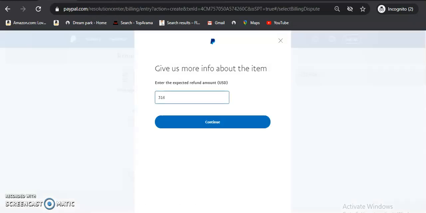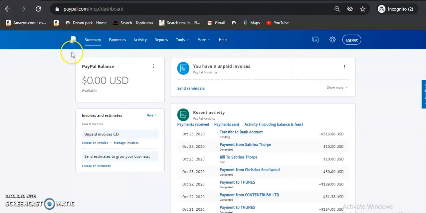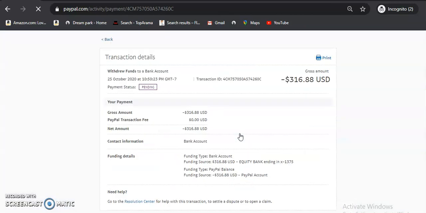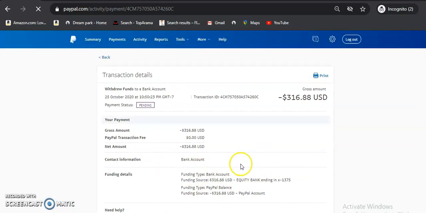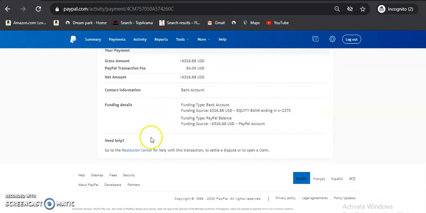So this is what you will do. You will come to the transaction and open it. Upon opening the transaction, you will be able to come to pending. There you will see need help. Go to the resolution center.